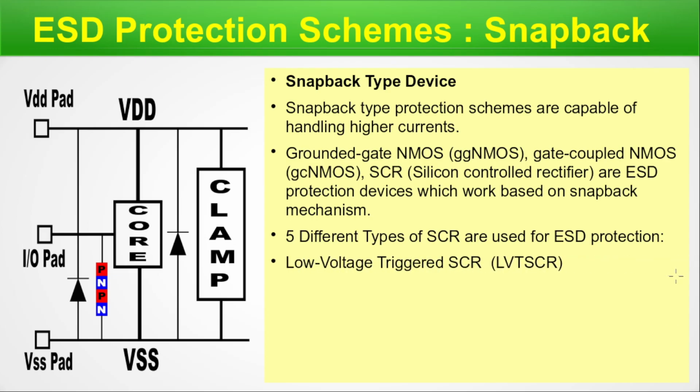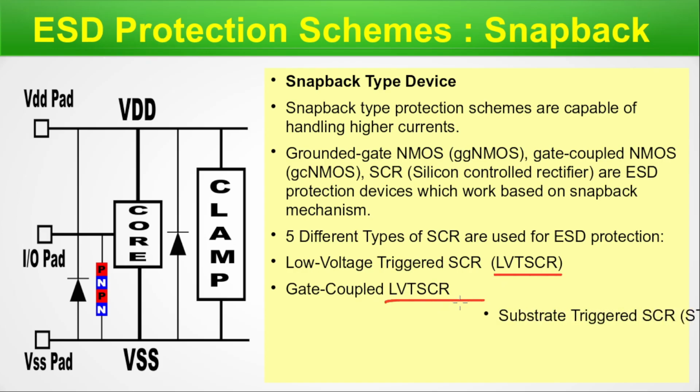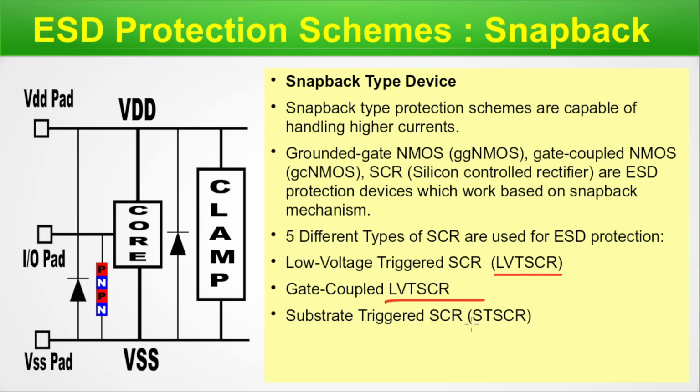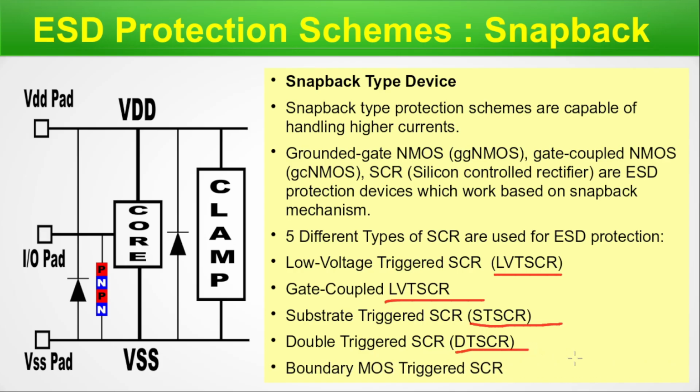Low voltage triggered SCR, that is LVT SCR. Gate coupled LVT SCR, so we have another type of LVT SCR here. Substrate triggered SCR, that is ST SCR. We have double triggered SCR, DT SCR. And we have boundary MOS triggered SCR. All these types of SCRs can be used in your ESD protection. So you can see ESD protection itself is a very big science that we apply as a technology in our VLSI technology. Here we are done with this particular slide. Let's move on to the next slide.